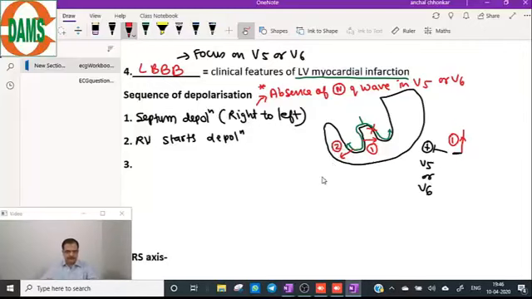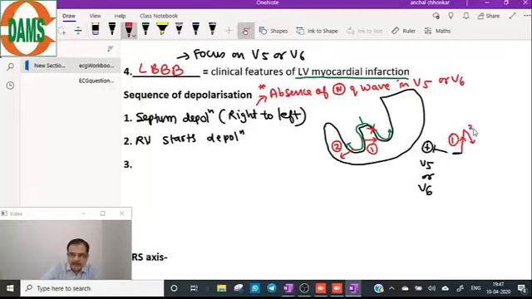Number two, why absence of Q wave? Because the septum depolarization is from right to left. The positive ions are coming towards the left side, towards V5, V6. So the needle deflects in an upward direction, not in a downward direction. Now what will happen? The needle will start getting deflected in a downward direction.